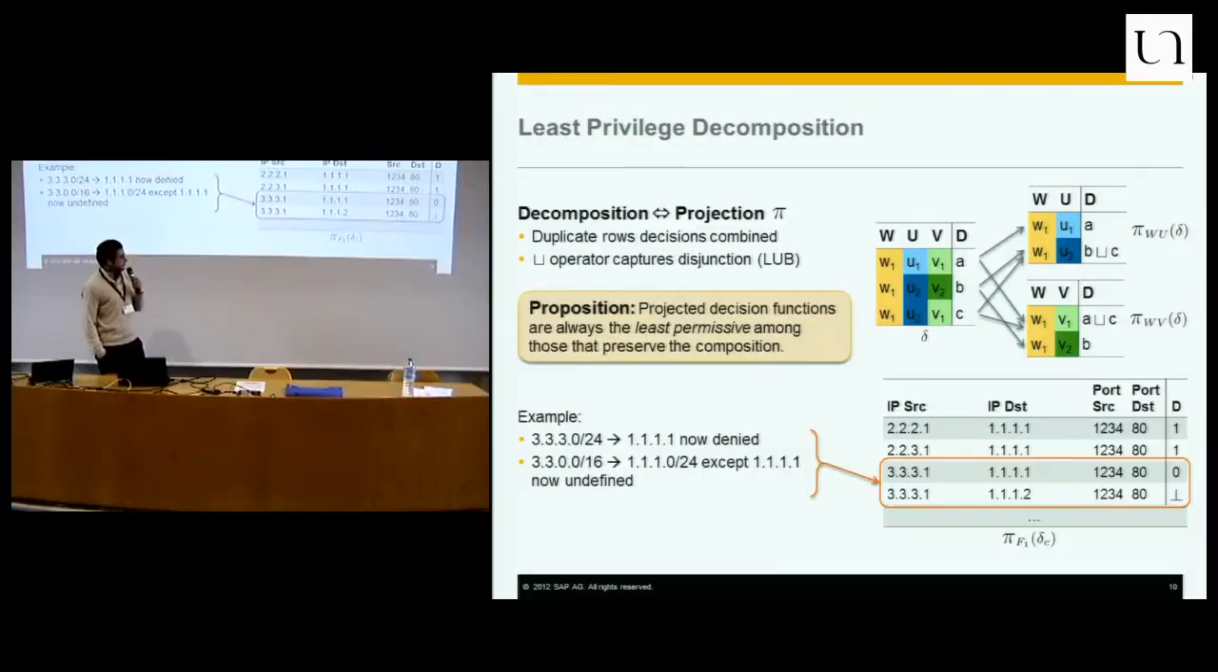Here is an example. This is the decision function of the firewall after being decomposed with the web server and decomposed back, and some decisions changed according to the least privilege principle. So we had some requests coming from this 3330 subnetwork that are now denied, because the model realizes there is no need for these requests to be authorized already at the firewall level, because anyway they are not going through the web server, because the web server was also filtering them out. Some others become undefined because, for instance, we don't know what is running on this 1112 IP address.